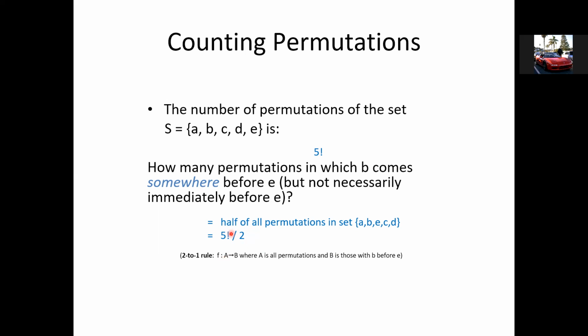Maybe you can think of the equality of the two sets. Yes, and then you know they have to sum to 5 factorial, so they have to be 5 factorial over 2. Or you look at it as a 2-to-1 rule, right? They lead you to the same conclusion.